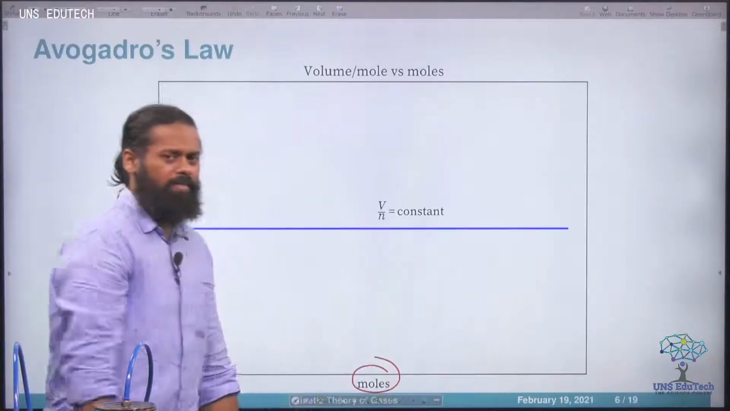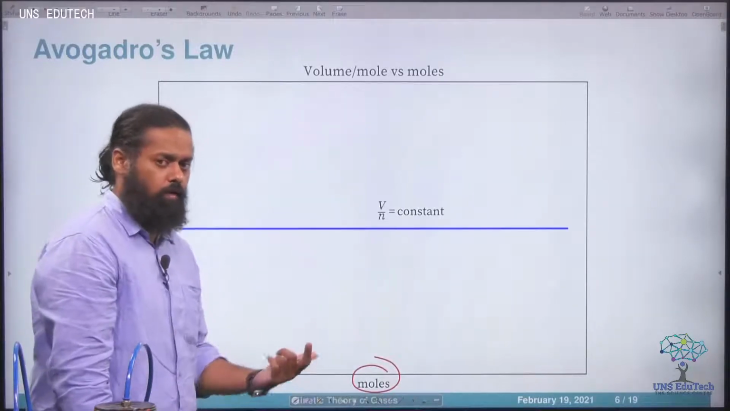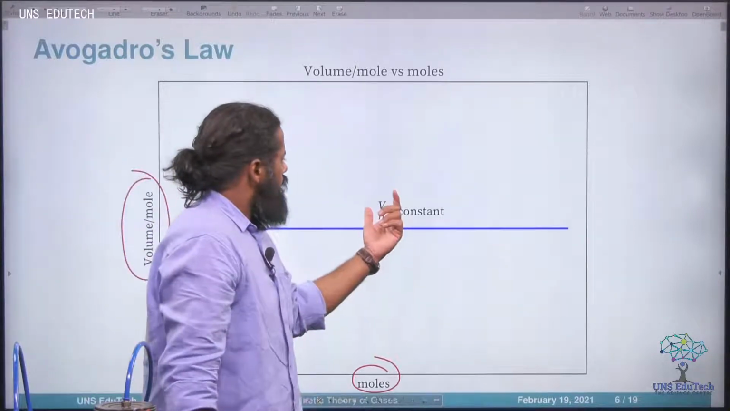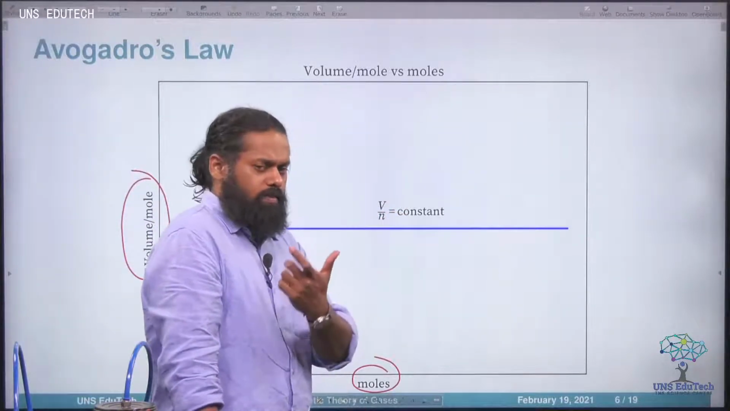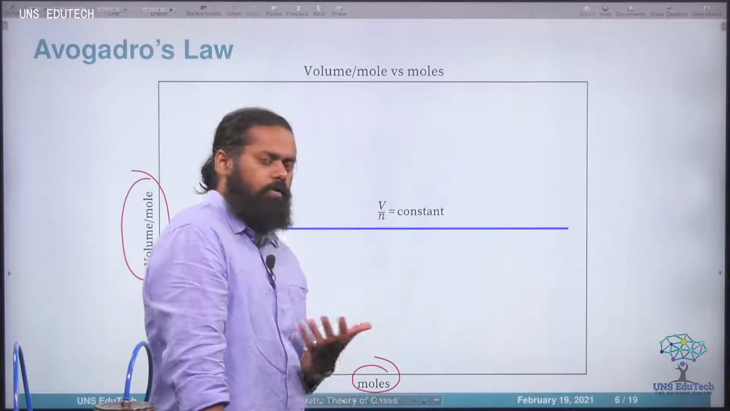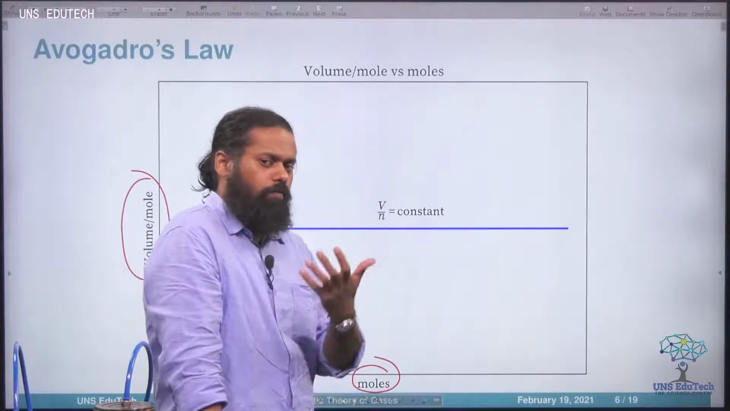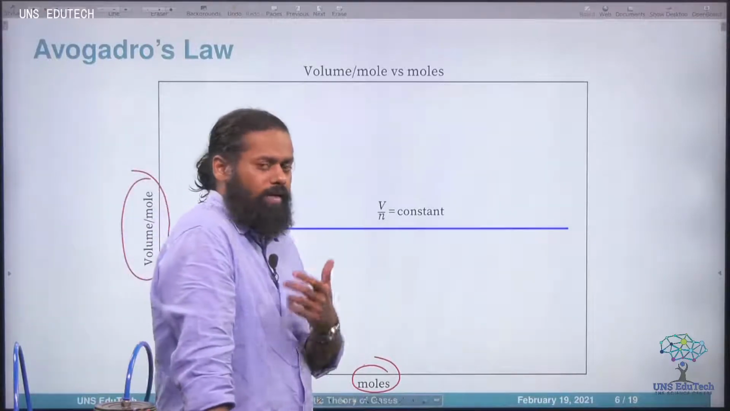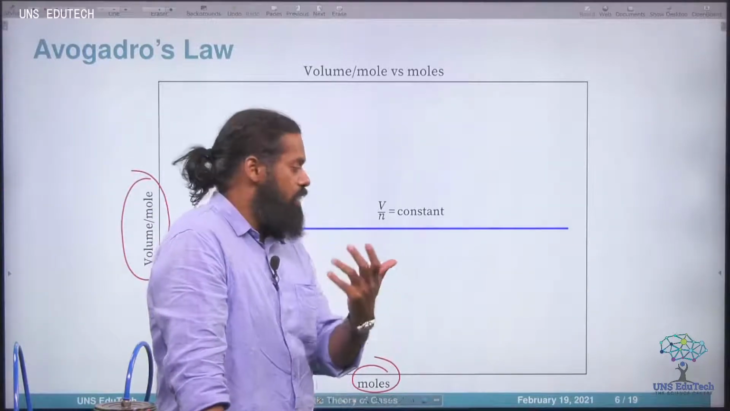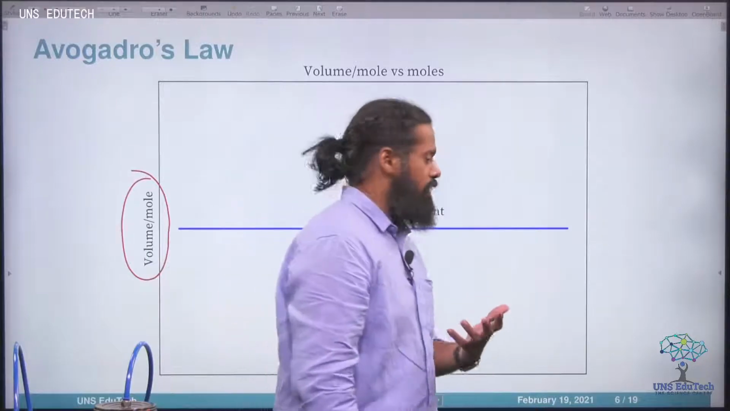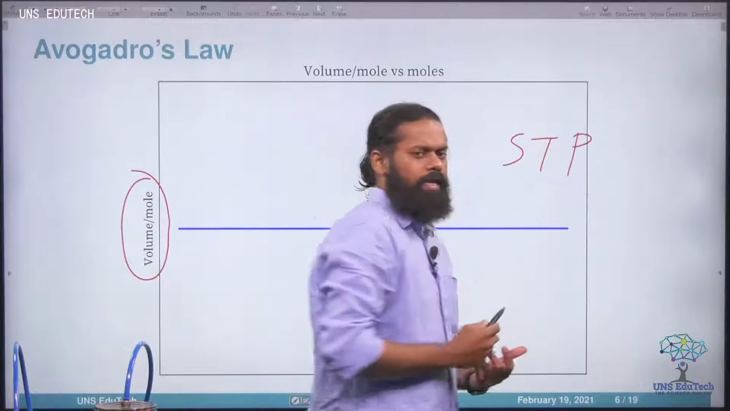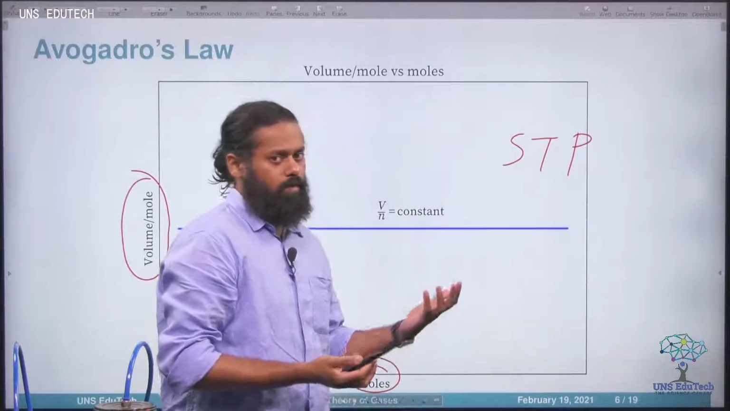I hope all of you, by this time in basic concepts of chemistry, are studying the concept of mole. You already know the mole concept. First I will tell you Avogadro's law. Equal volumes of all gases have the same number of molecules. For example, at STP, standard temperature and pressure, that is 0 degrees and atmospheric pressure, is called STP.